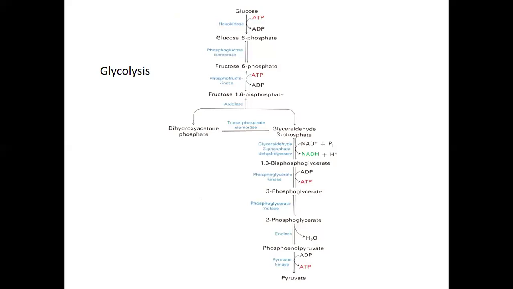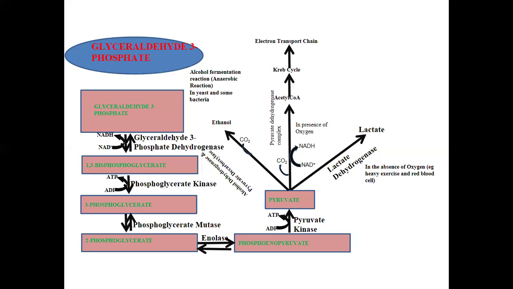So this is the general overview from glucose to glucose 6-phosphate to fructose 6-phosphate to fructose 1,6-bisphosphate, and then you have interconversion of dihydroxyacetone phosphate to glyceraldehyde 3-phosphate. Glyceraldehyde 3-phosphate continues the journey to 1,3-bisphosphoglycerate, then to 3-phosphoglycerate to 2-phosphoglycerate to phosphoenol pyruvate, and eventually we have production of pyruvate itself. So the question now is, what happens next?